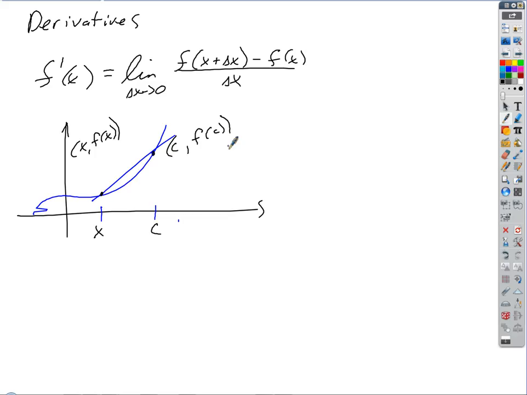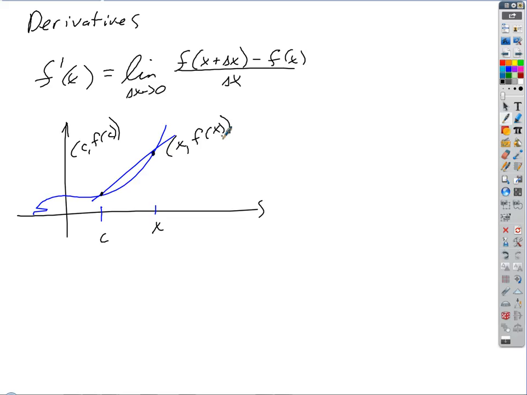Actually, I'm going to mix them around. It makes no difference, except the one small difference that it makes the formula a little bit easier to work with. It really doesn't matter which one we call x and which one we call c. But I will flip them around. So let's call this one c, and let's call this one x. But we're still just defining a secant line, right?